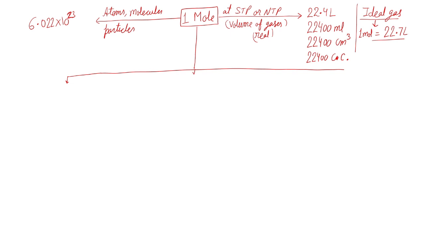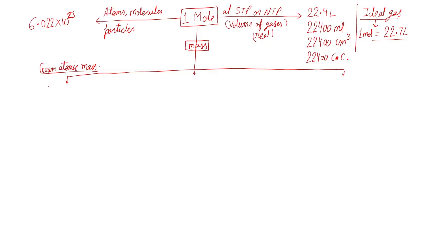It is mass that we are talking about. So we have gram atomic mass. As the term suggests, gram atomic mass means the mass of 1 mole of atoms represented in gram. It is called gram atomic mass.